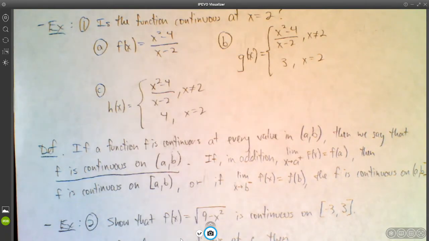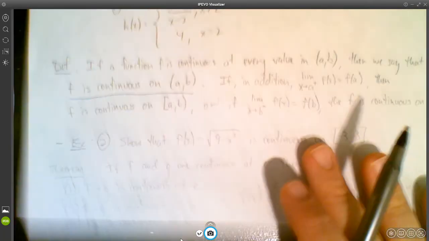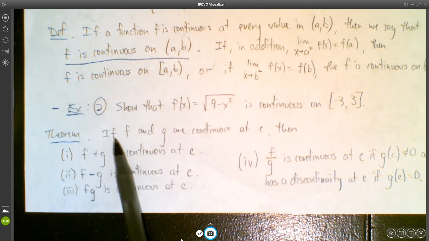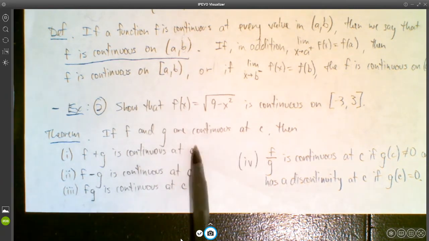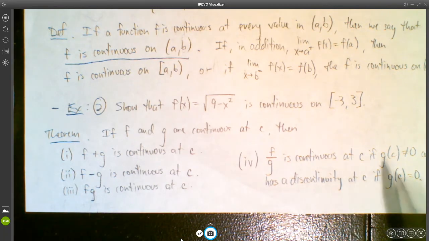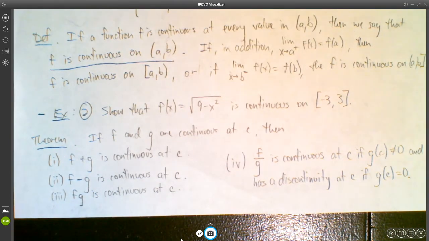Let's look at another theorem. I told you this section is just full of definitions and theorems. Okay, so the next theorem, kind of a nice one, says if f and g are both continuous at c, then f plus g is continuous at c, f minus g is continuous at c, f times g is continuous at c, and even f divided by g is continuous at c, provided that g of c is not equal to 0. If g of c does equal 0, then f over g has a discontinuity at c.